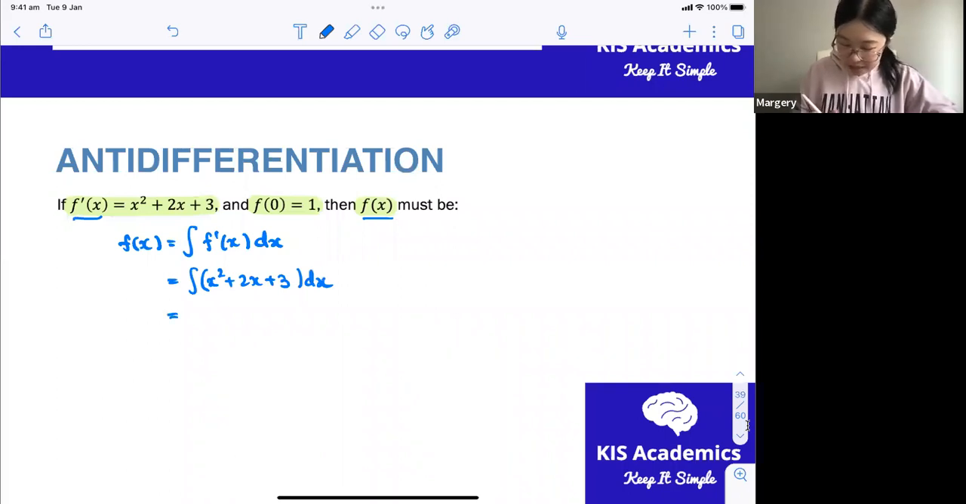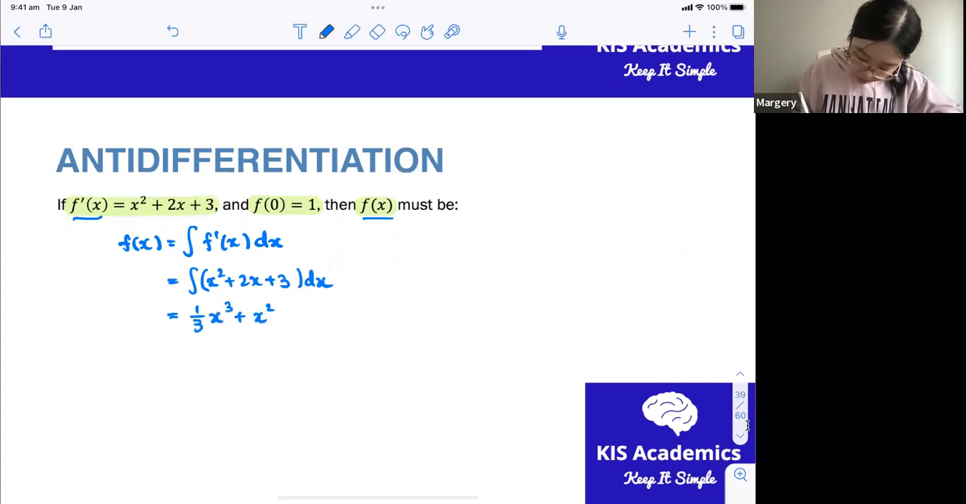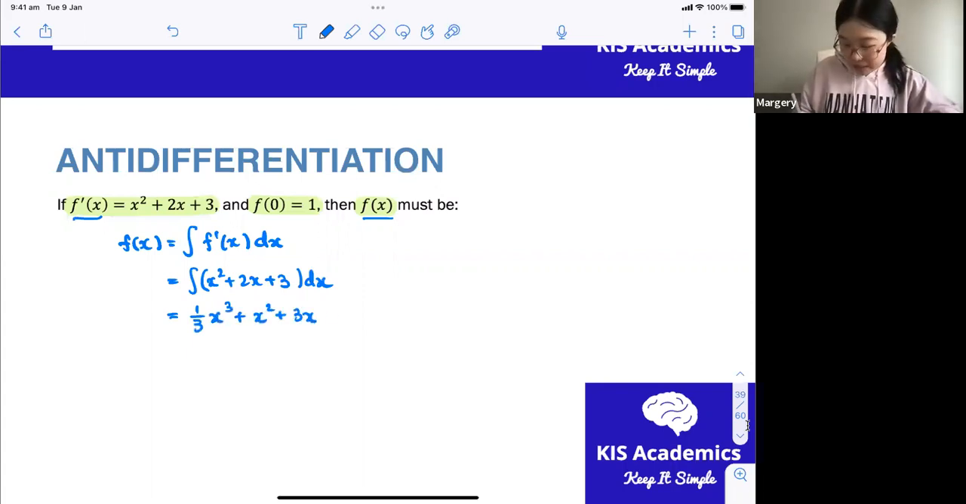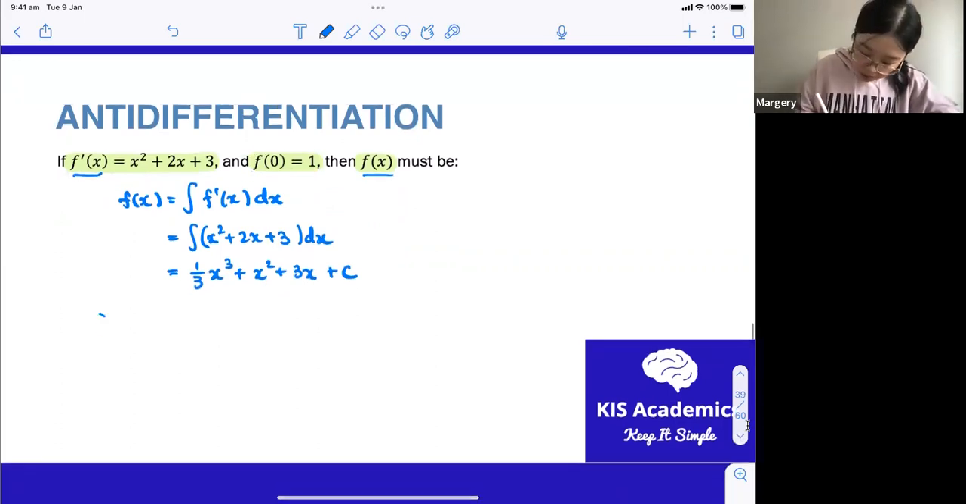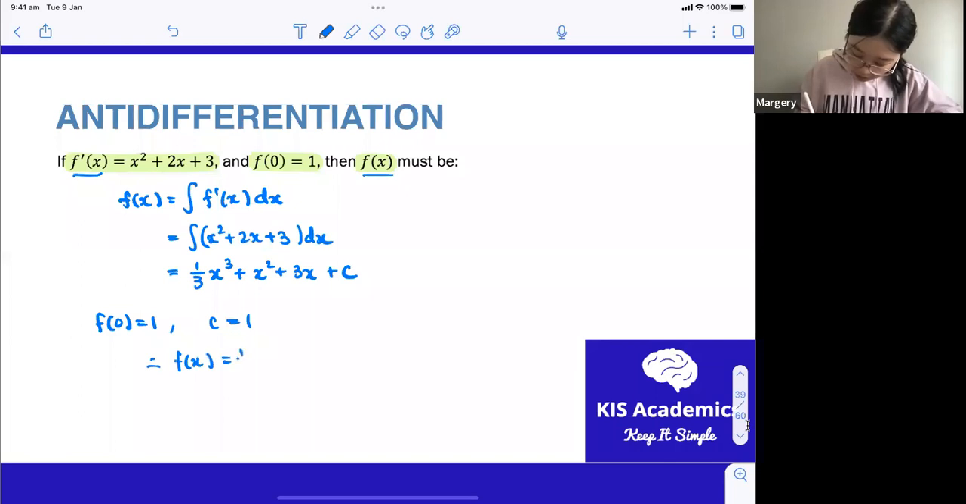So to integrate that, I get plus 1 to the power divided by the new power, 3x, and I get a plus c on the end. To find what this c value is, we always need an extra piece of information here. So we know that f of 0 is equal to 1. So this tells me that when I substitute in x equals 0, I get c, and that is equal to 1. So since c is 1, I know that therefore f of x is equal to a third x cubed plus x squared plus 3x plus 1.